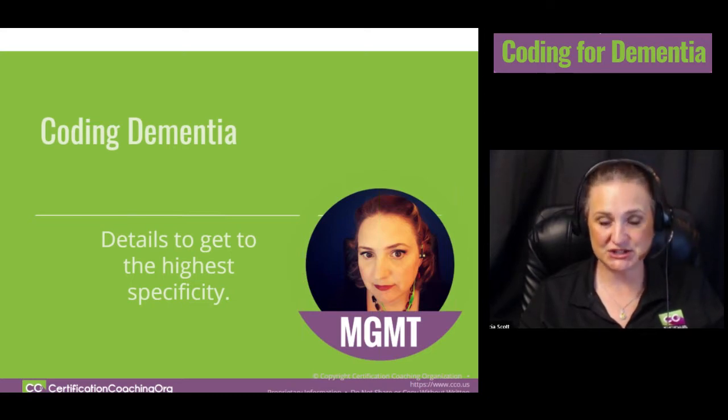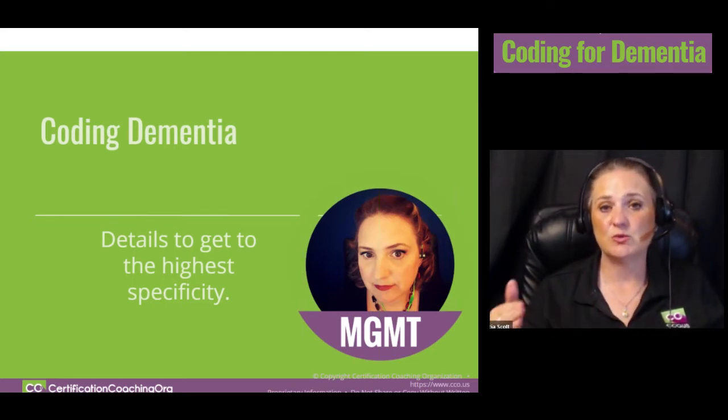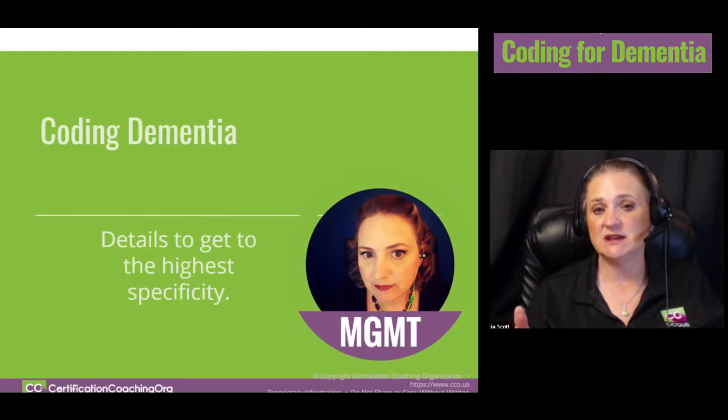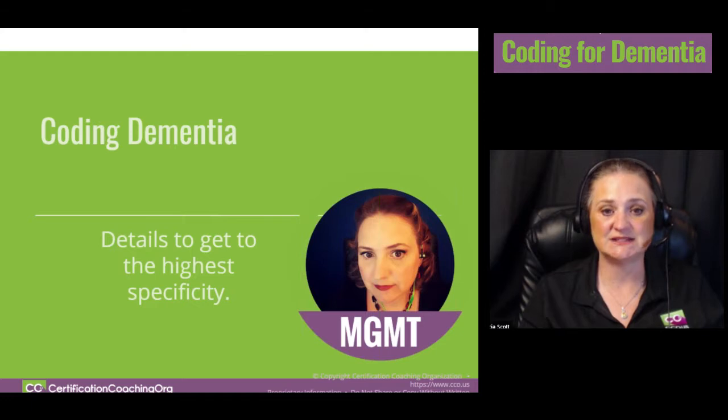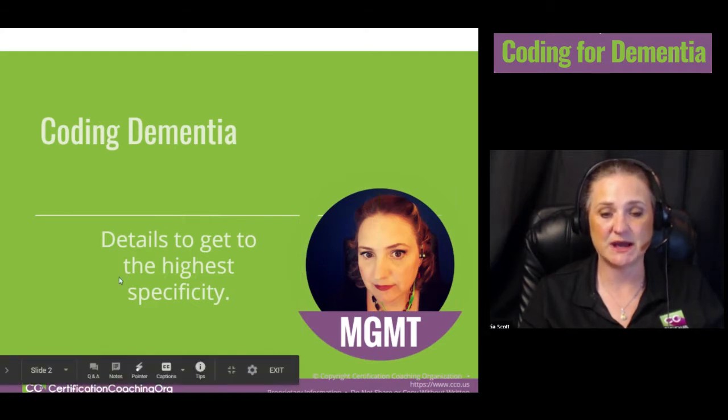So coding dementia is something that's really important because it risk adjusts. And as we move more and more to the diseases and the disease process carrying weight as far as being reimbursed, especially from Medicare, then we want to make sure we get to the highest specificity for these codes. So details to get to the highest specificity, that's what we're going to talk about.